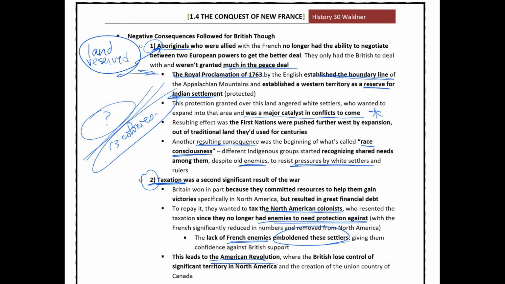Britain had won this war, but at a significant financial cost, and now who had to pay for it? They taxed the American colonists, but the colonists now didn't need protection from anybody, so they didn't want to continue paying for protection. And because there were no other enemies in North America, the French had been pushed back, it really emboldened these settlers for their own rebellion or revolution, and that is what leads to the American Revolution.